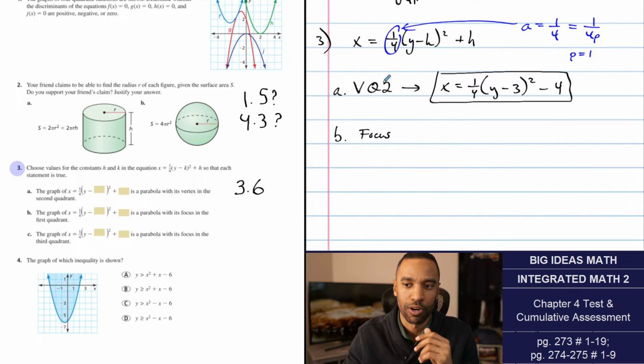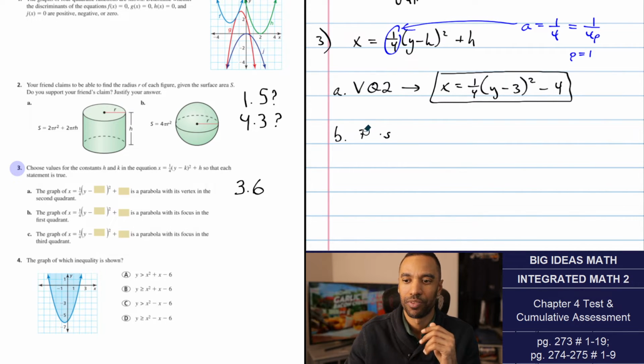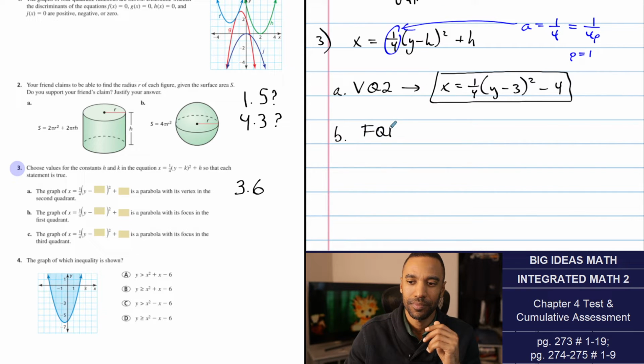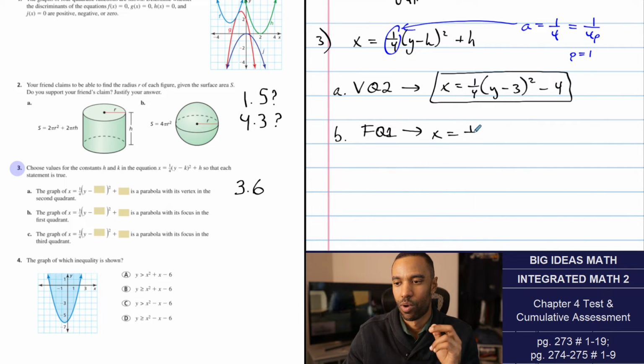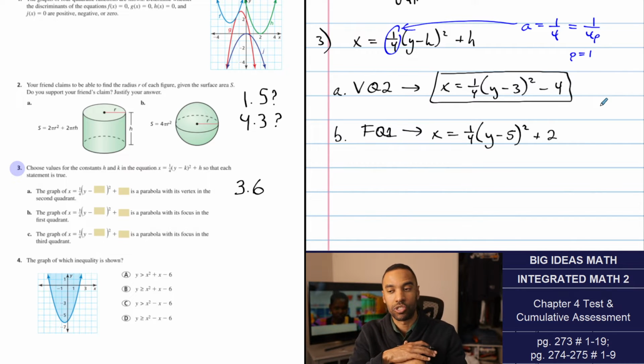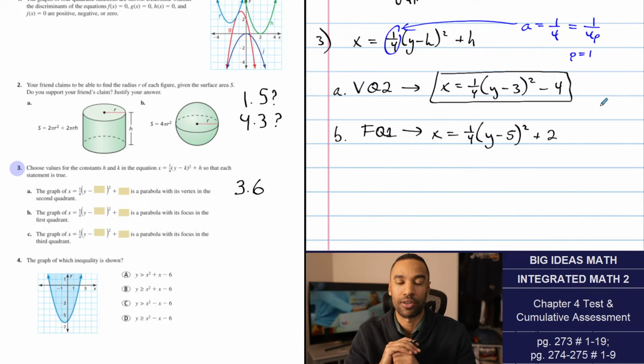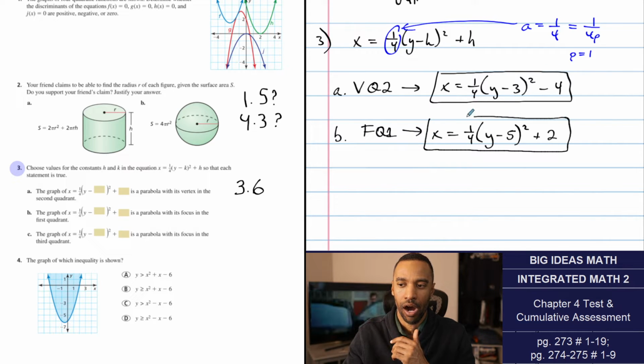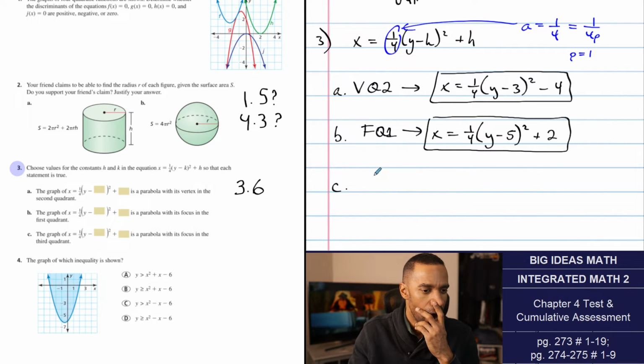So vertex quadrant 2, focus quadrant 1. How about that? Boom. That'll be x equals 1/4 times, you still need the y to be positive, so let's subtract like 5, something like that. And then let's make sure the x is also positive, so plus 2. Actually, you don't have to make sure of that. You could have it as 0 or something that's greater than -1, and you should still be fine, but I'm going to go ahead and do that one. Okay, part C.